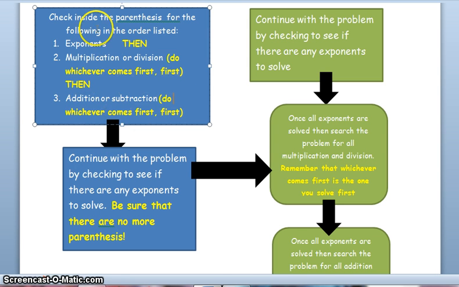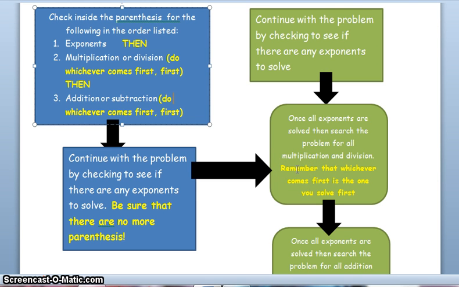All right. So once you've taken care of all your parentheses, then you check the problem itself. With all the parentheses gone, check the problem itself for exponents. If there are exponents, then you will need to solve the exponents. Once you have taken care of all the exponents, then you're going to take care of all the multiplication and division in order from left to right.